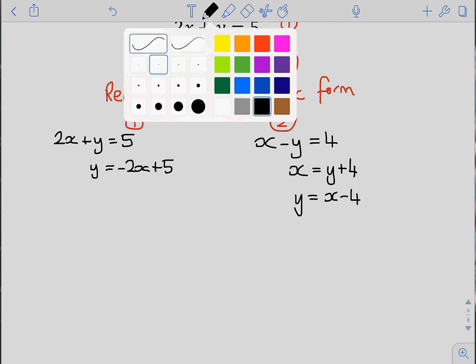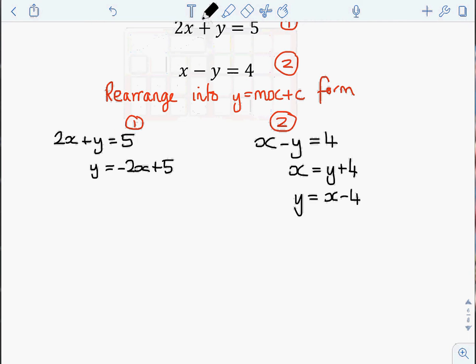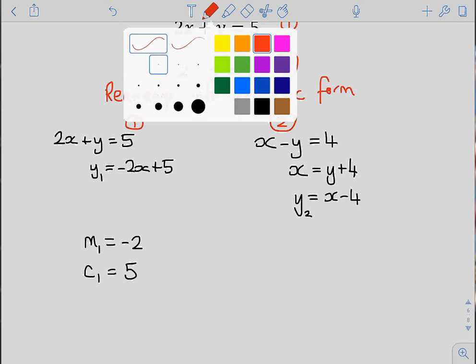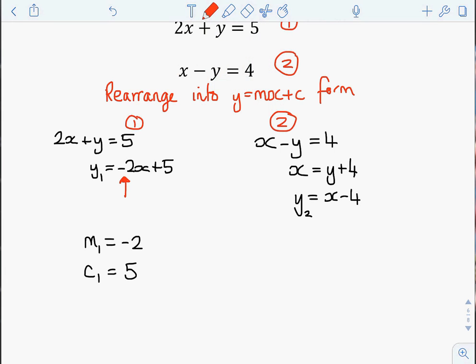For any question relating to the geometry of simultaneous equations, you are best to always write down both your gradient and y-intercept. So M1 and C1, for equation 1. M1 is going to be equal to -2, and C1 is 5. Remember, your M value is whatever you multiply that x value by, and your c value is whatever's tacked onto the back.